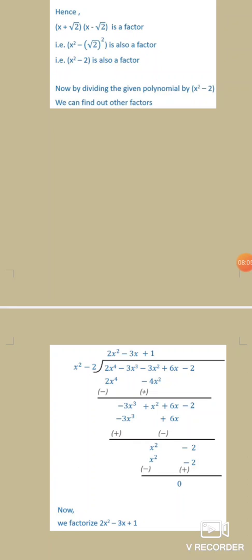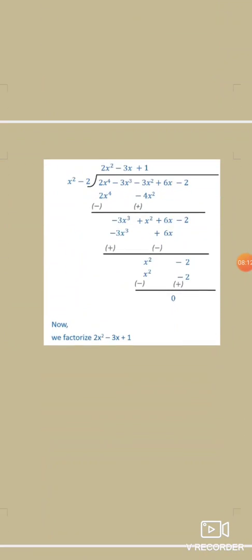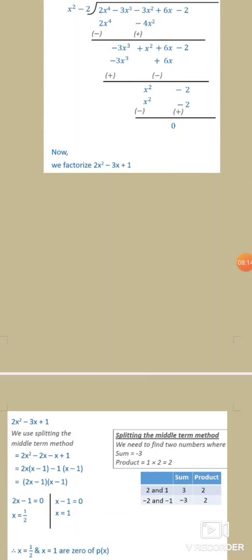Now listen carefully. What is the quotient here? 2x square minus 3x plus 1. Now we need to find 2 more zeros. So we need to factorize the quotient polynomial, that is 2x square minus 3x plus 1. Here we can apply the splitting middle term method. The sum of two numbers is equal to minus 3 and the product is equal to 2. So which are the numbers? Minus 2 and minus 1.